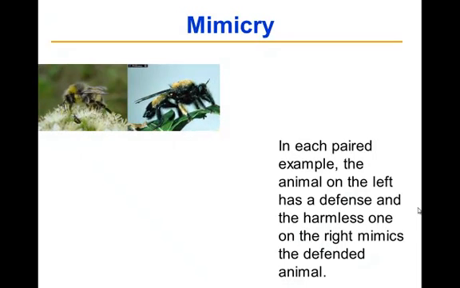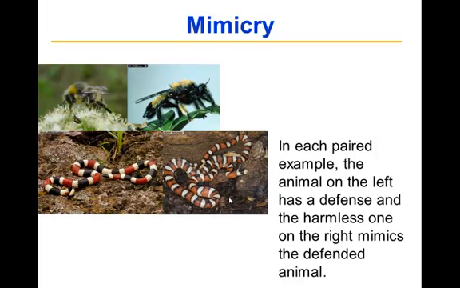First, we can see on the left, this is a bumblebee and it stings. On the right, this is a fly that has black and yellow and a fuzzy body and looks a lot like a bumblebee, but has no sting. It's completely harmless in that regard. Here's another pair. On the left is a venomous coral snake, an Arizona coral snake, and on the right is a Sonoran mountain king snake.